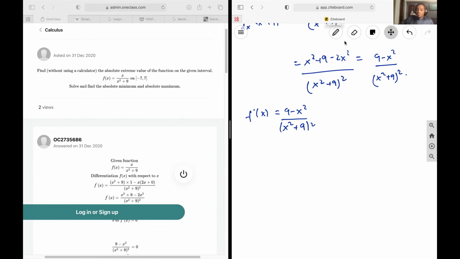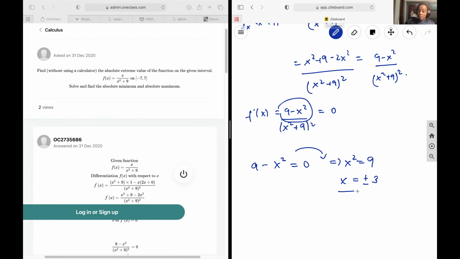And so let's plug that into what we found the derivative to be. And this can only happen when the numerator is equal to 0. That means 9 minus x squared is equal to 0. And this will give us x squared is equal to 9, which will give us x is equal to positive or negative 3. So we have extrema at x is equal to positive or negative 3.